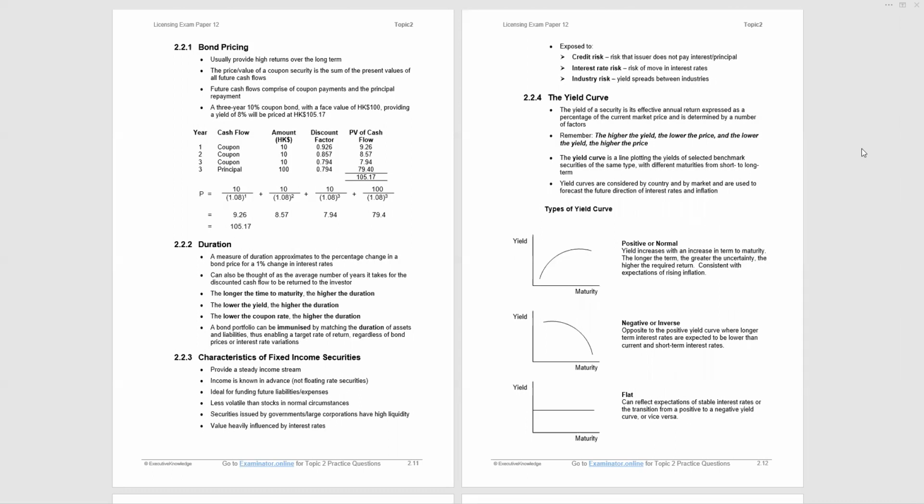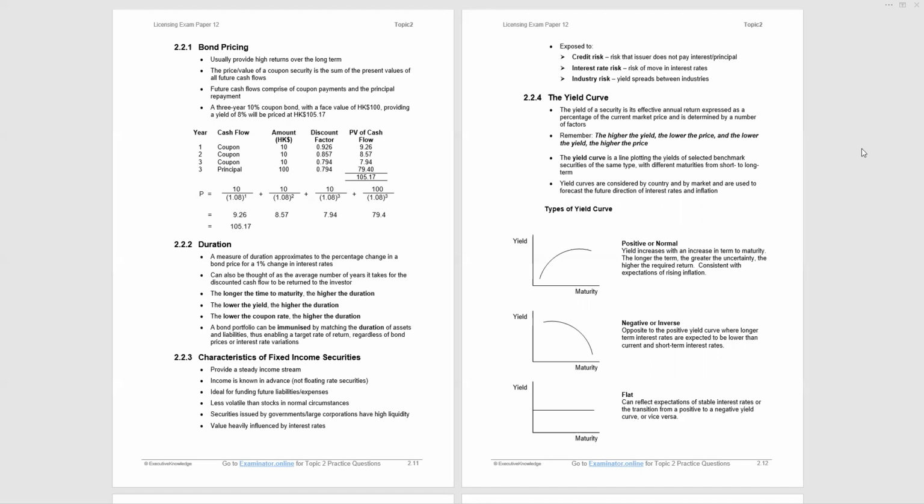That first bullet point on page 2.11, please score that out. That refers to equities and should not be there. It reads, usually provide high returns over the long term. No, so please just score that out. First bullet point should be the price value of a coupon security, as I've just said, is the sum of the present values of all future cash flows. Now, those future cash flows will comprise coupon payments and the principal repayment. So if you were to buy a $100 bond, then you will receive $100 back at maturity.